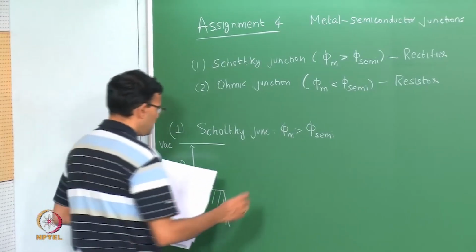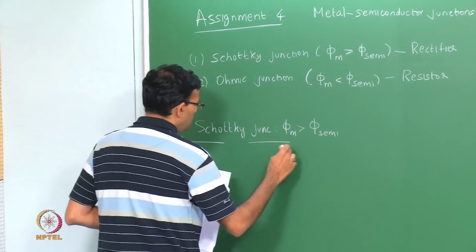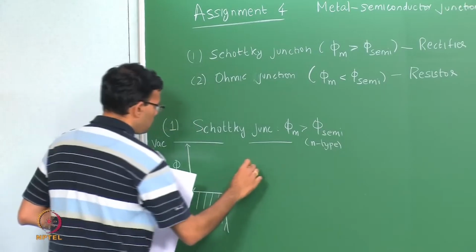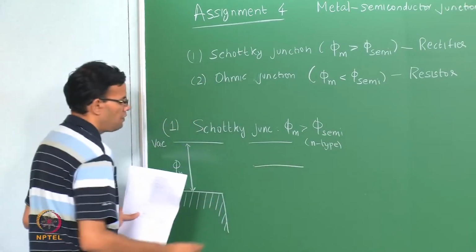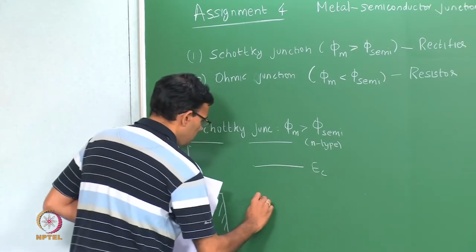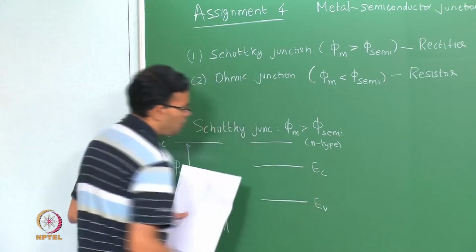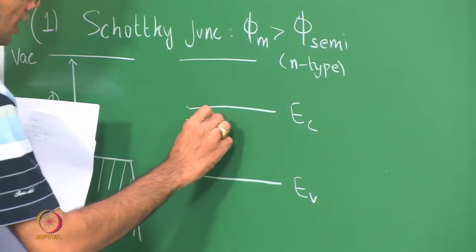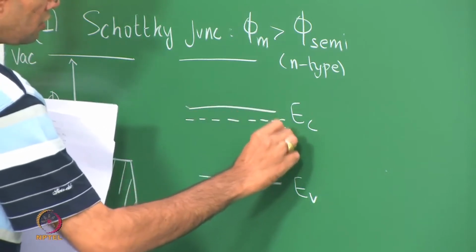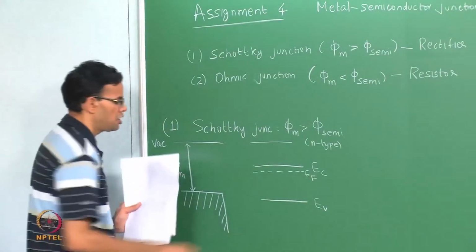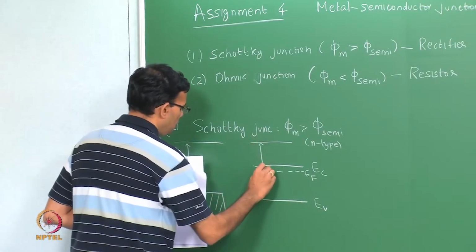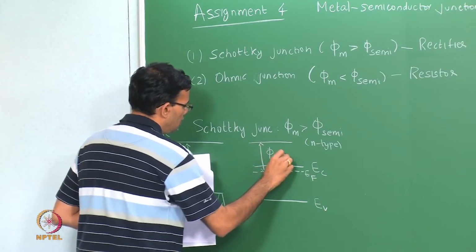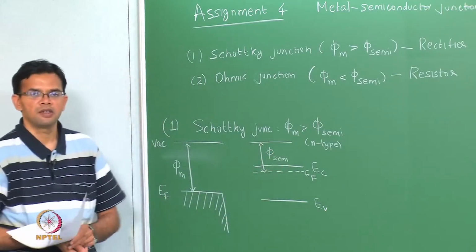So, we will start off with an n-type material. So, this is your n-type material. You have EC and EV. So, EV is the valence band and EC is the conduction band. It is an n-type. So, the Fermi level is close to the conduction band. Once again here the distance between the Fermi level and the vacuum level is the work function of the semiconductor.